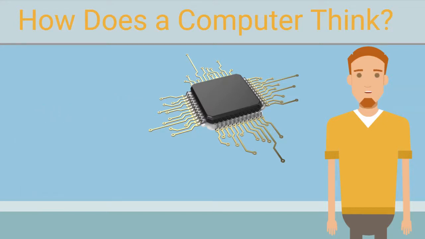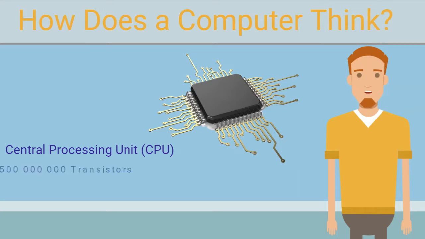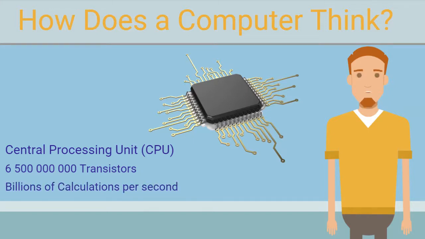This signal is sent to the central processing unit. The CPU can contain upwards of 6.5 billion transistors, which operate like switches. The electrical signals are used by the CPU to turn these transistors off and on. The CPU can perform billions of these calculations every single second.